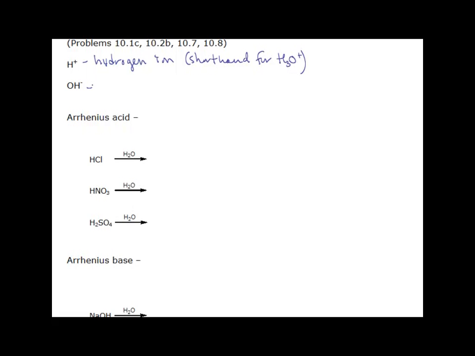But the other component that we'll see is OH-. This is hydroxide ion. And when we talk about acids and bases, acids contain the H+. OH- is what a base contains. It's a very simplified definition, and we'll learn ways to classify something as acids or bases better coming up.